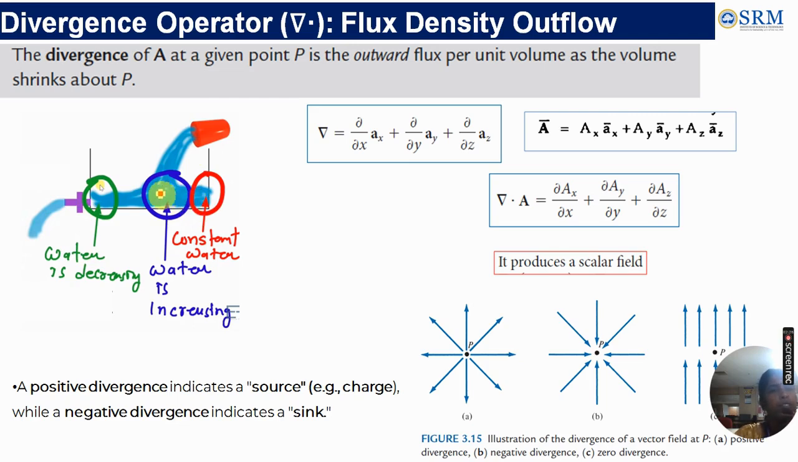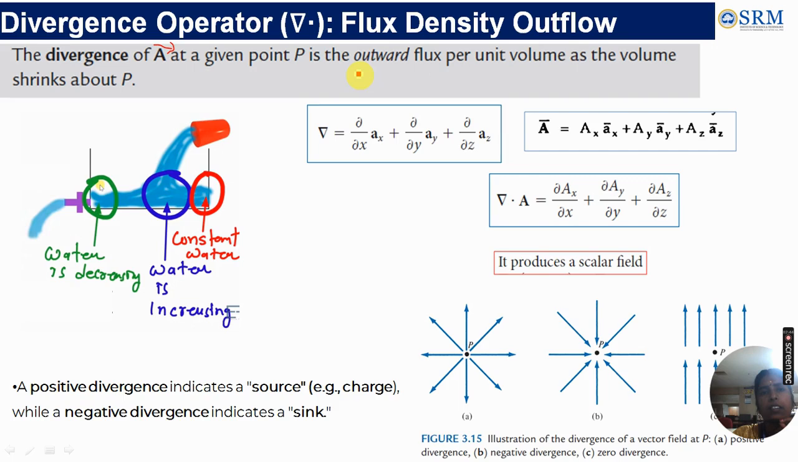So if I want to define a divergence, I have to define it for a vector quantity only. So the divergence of a vector field A, how can I define it? It is nothing but the outward flow of any quantity. Here it is taken as the outward flux per unit volume.